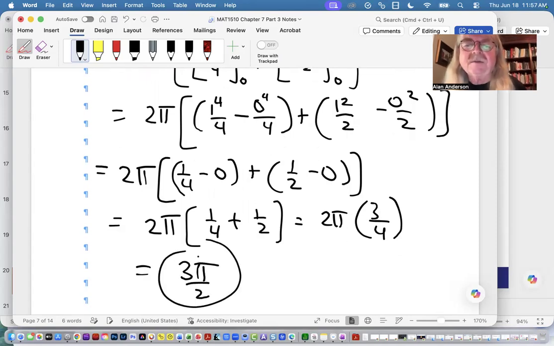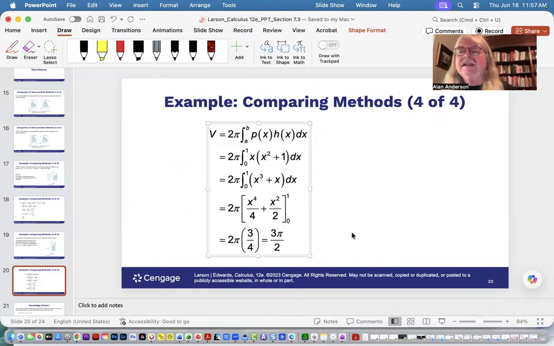I skipped a few steps, but it's 3 pi over 2. Okay, there it is. Beautiful. So I think they're trying to make the case here that, at least here, when you've got a particularly unusual shape, you're probably better off using the shell method instead of trying to split it up into separate regions like we had to do the other day. So that is their argument in favor of this method.